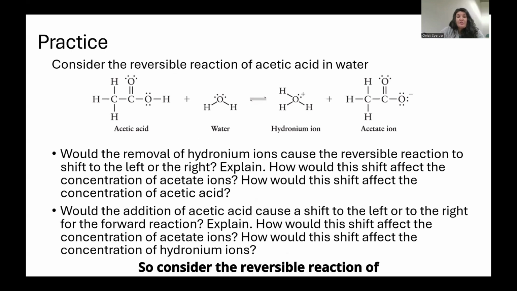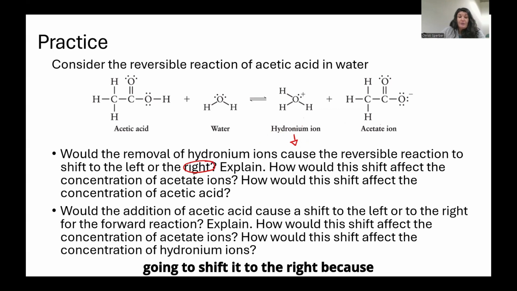So consider the reversible reaction of acetic acid and water below. We have acetic acid plus water makes hydronium ion and acetate ion. In this first example, would the removal of hydronium ions cause the reversible reaction to shift to the left or the right? So if we remove hydronium ions, so we decrease this concentration, we are going to shift the equilibrium to the right.